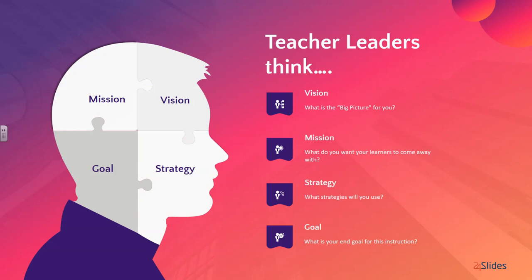Then your mission: what do you want your learners to come away with at the end of this instruction? There has to be something. What are the three takeaways you want them to come away with? What are strategies that you're going to use to deliver your instruction? And note that I said strategies, because you can't just go in with one. If you see things are going left with your learners, they're not understanding or it's not going quite well, you have to be able to pivot immediately to the next strategy. And then finally, your goal. What is your end goal for this instruction? What exactly is it that you want to happen at the end of this particular instruction that you're delivering?